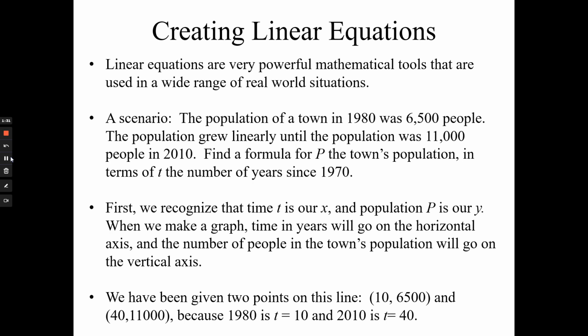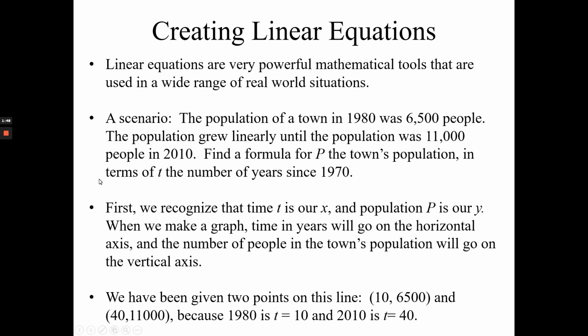And then for our other point, that was the year 2010. That is 40 years after 1970. 2010 minus 1970 is 40. So there's our X coordinate, X equals 40. And there, the Y coordinate is 11,000. All right, cool. So what do we do next?